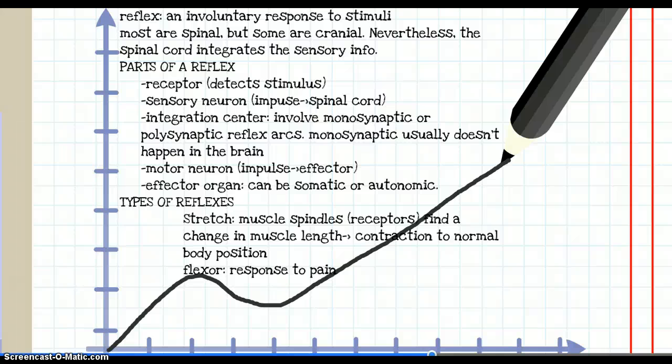There are two types of reflexes. There are stretch reflexes. Muscle spindles are basically receptors in muscles. They detect a change in your muscle length, an unintended change, and they contract it back to the normal body position. Then there's the flexor reflex, and those are responses to pain. Let's say you put your hand on a burning stove, your hand's going to move out of the way. It's going to contract back, and that's what a flexor reflex is.